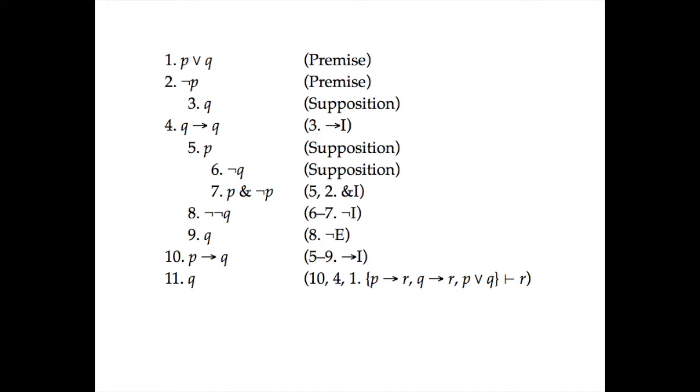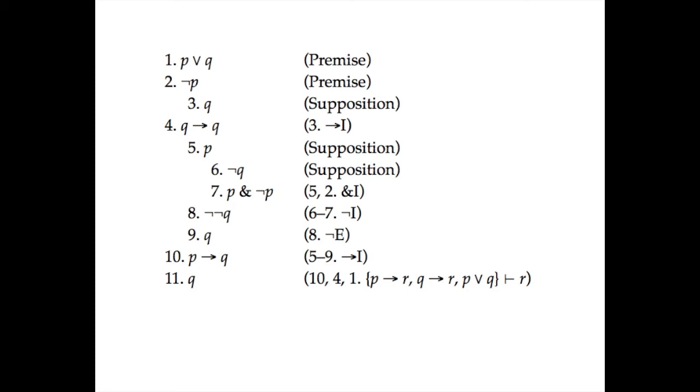The first conditional we need to prove is Q arrow Q. So on line 3, we're going to suppose that Q. And now we have to prove that Q. But you can already see Q is written down on line 3. So there it is, right? On line 4, we get Q arrow Q. That just comes from line 3 by arrow introduction.